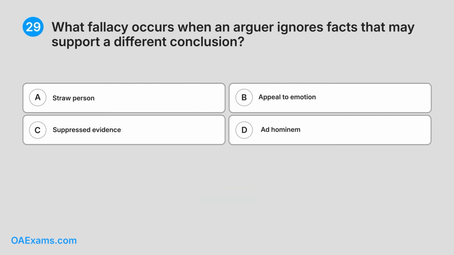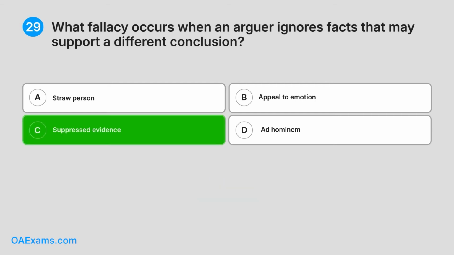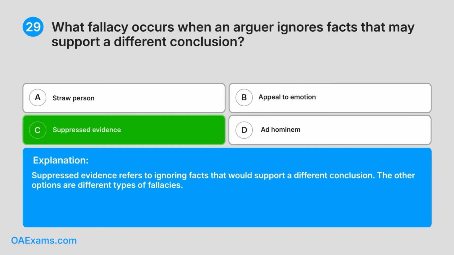Correct answer. C. Suppressed evidence. Explanation. Suppressed evidence refers to ignoring facts that would support a different conclusion. The other options are different types of fallacies.